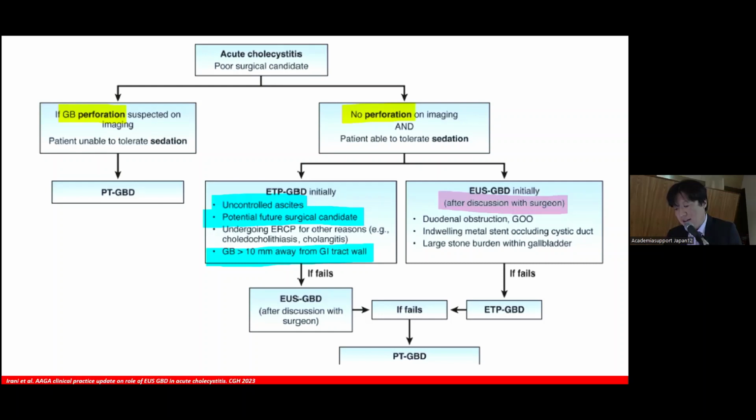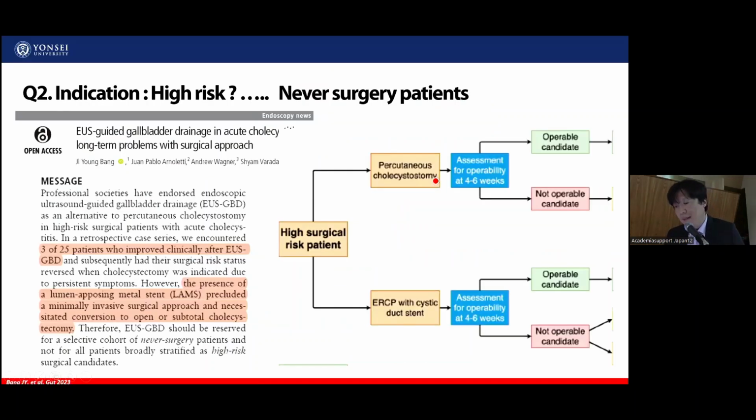In this AGA clinical practice update, if gallbladder perforation is suspected on imaging, they recommend PTGBD. If there is no perforation, ETGBD or EUS-GBD were performed initially. ETGBD is preferred in uncontrolled arthritis and potential future surgical candidates, and EUS-GBD was made after a multidisciplinary team approach.